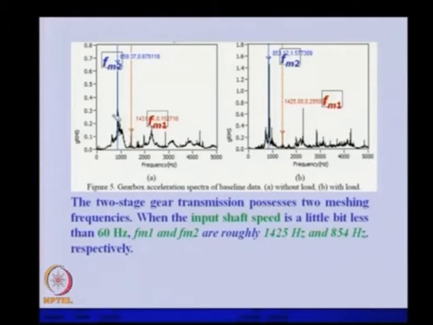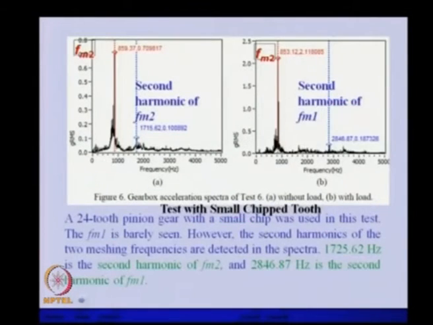So, the theoretically calculated and the experimentally measured frequencies are matching. Then this is the test with a small chipped tooth. With this, obviously we expect the amplitude of the vibrations will increase. In this you can see the 24 tooth pinion gear with a smaller chip was used in this test. The FM1 is barely seen.